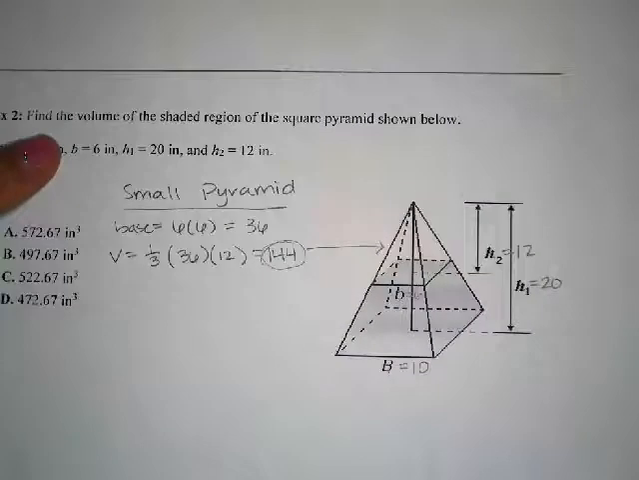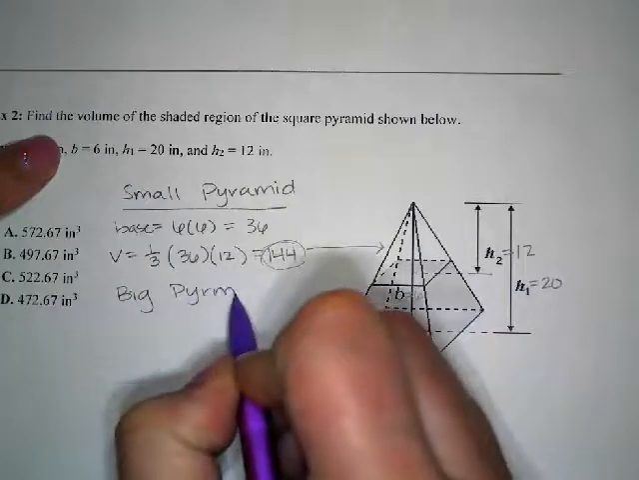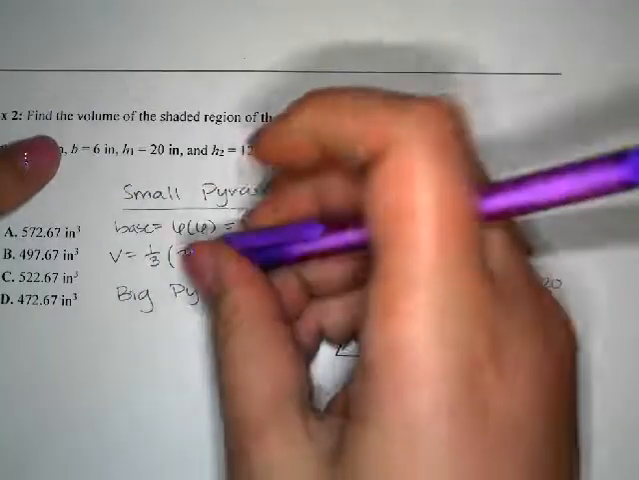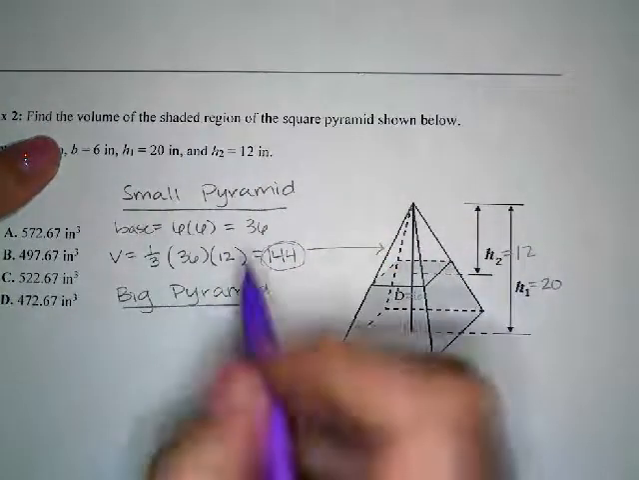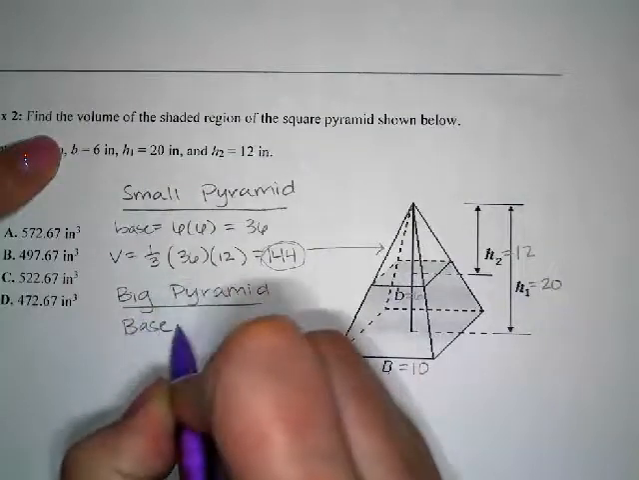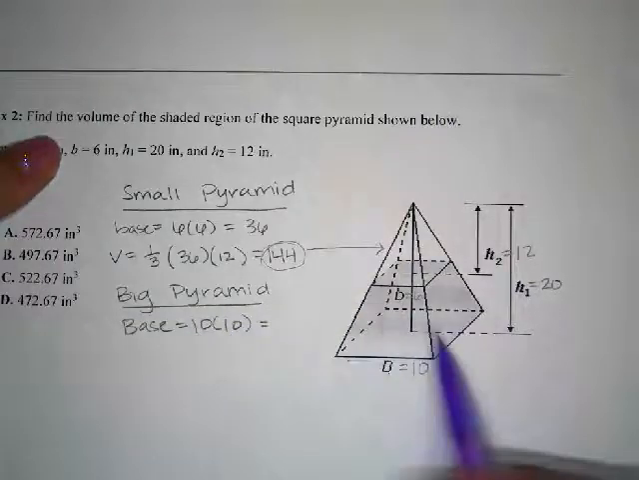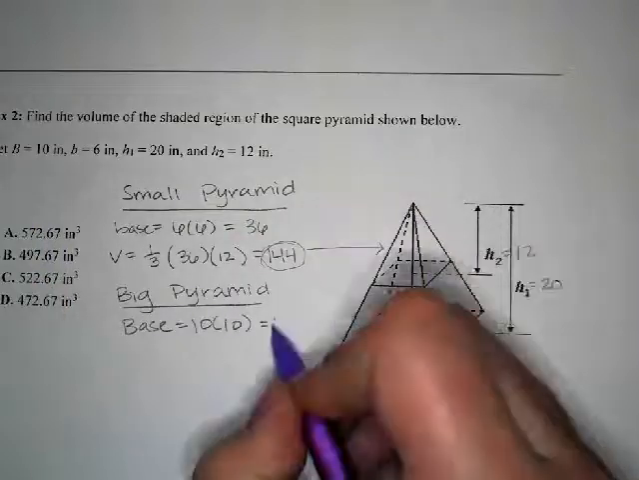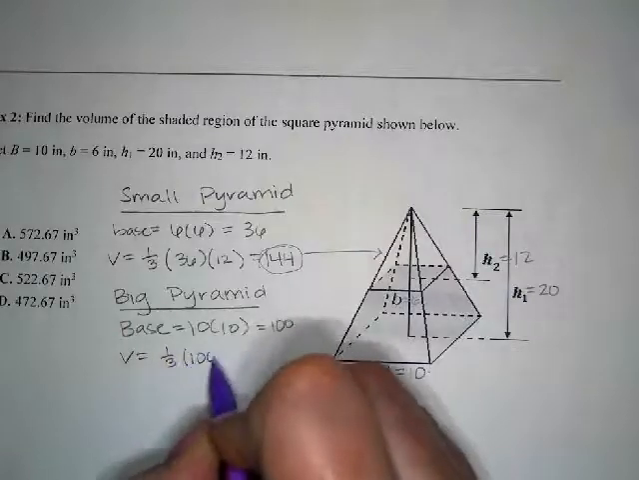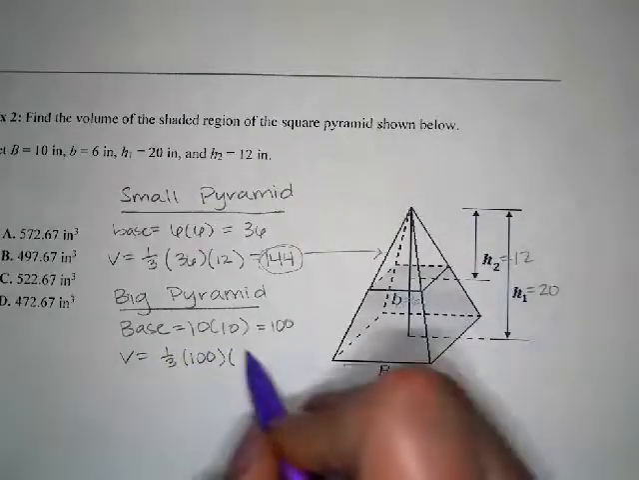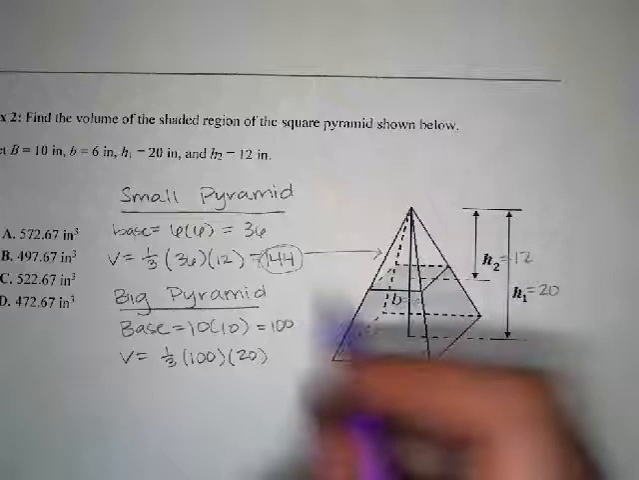And then we have to do the overall pyramid, so the whole thing. The base of this one is going to be 10 by 10, which is what? Because they gave it to me in the problem. 100. And then the volume is 1/3 times the area of the base times the height, which is 20. 100 times 20 is 2,000, so it's 2,000 divided by 3.